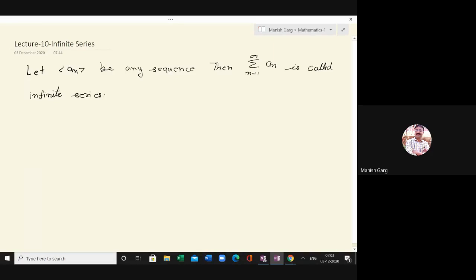So this is simple. If a_n is a sequence and you take the sum of all the terms, and you write it in this way, summation n equal to 1 to infinity a_n, then this is called the infinite series. There is one more term, Sn.